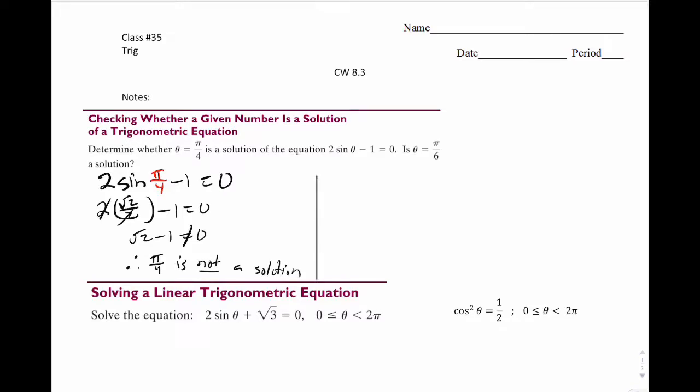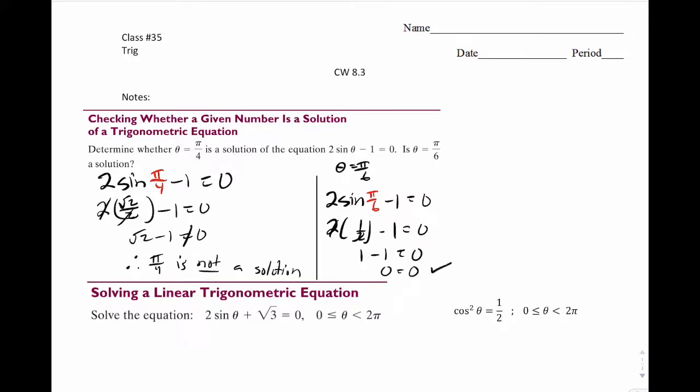So now we're wondering, what if theta equals pi over 6? So plug it in. 2 sine pi over 6 minus 1 equals 0. Sine pi over 6 is a half. Half times 2, that's 1. And look at that. 0 equals 0, that is true. Therefore, pi over 6 is a solution. So that's our starting point.